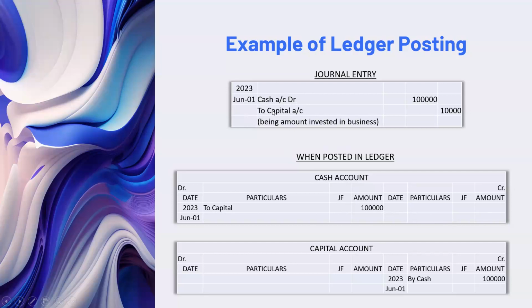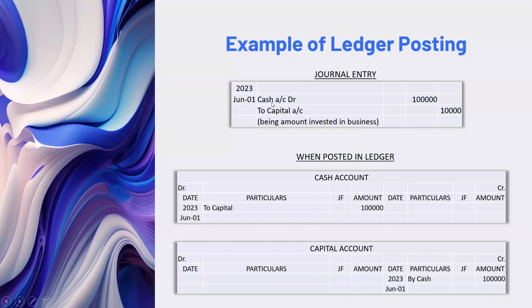Then comes the capital. The second line is the capital account creditor. So here the heading of the ledger posting would be the capital account. Again, make the same thing: debtor, date, particulars, journal folio, amount. But here in the second column, that is in the creditor column, there comes the date and the other details, that is, particulars by cash. So how is the capital being invested? It is invested by cash, which is 1 lakh rupees. Here capital debtor, and here cash creditor.